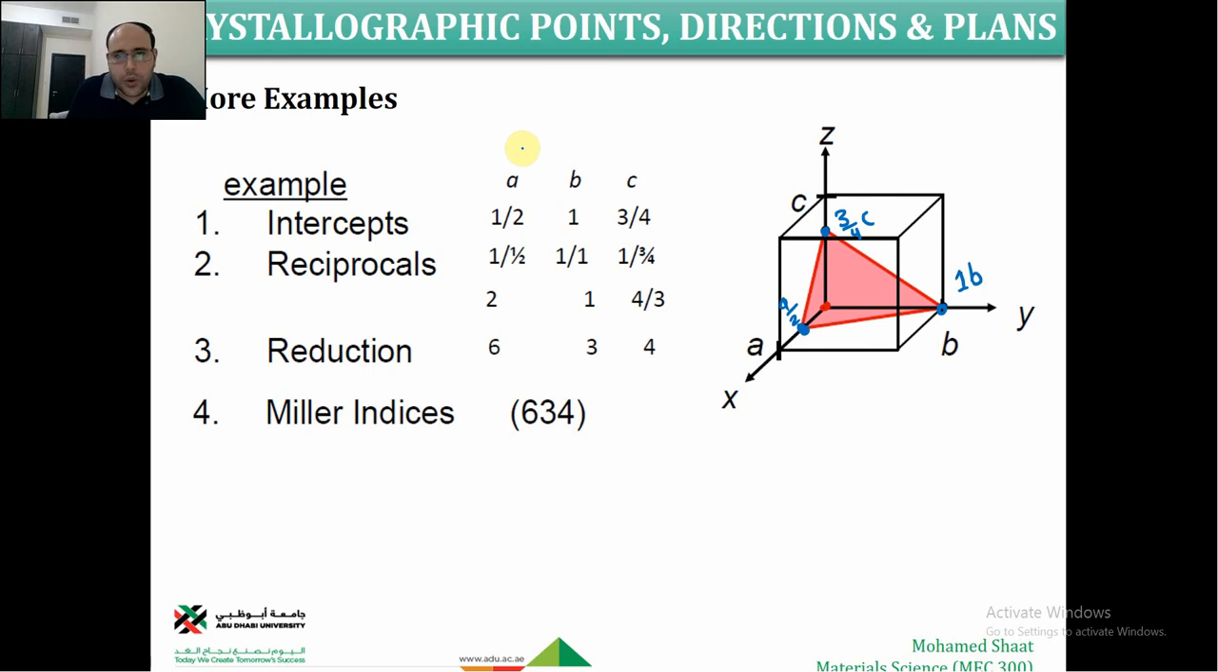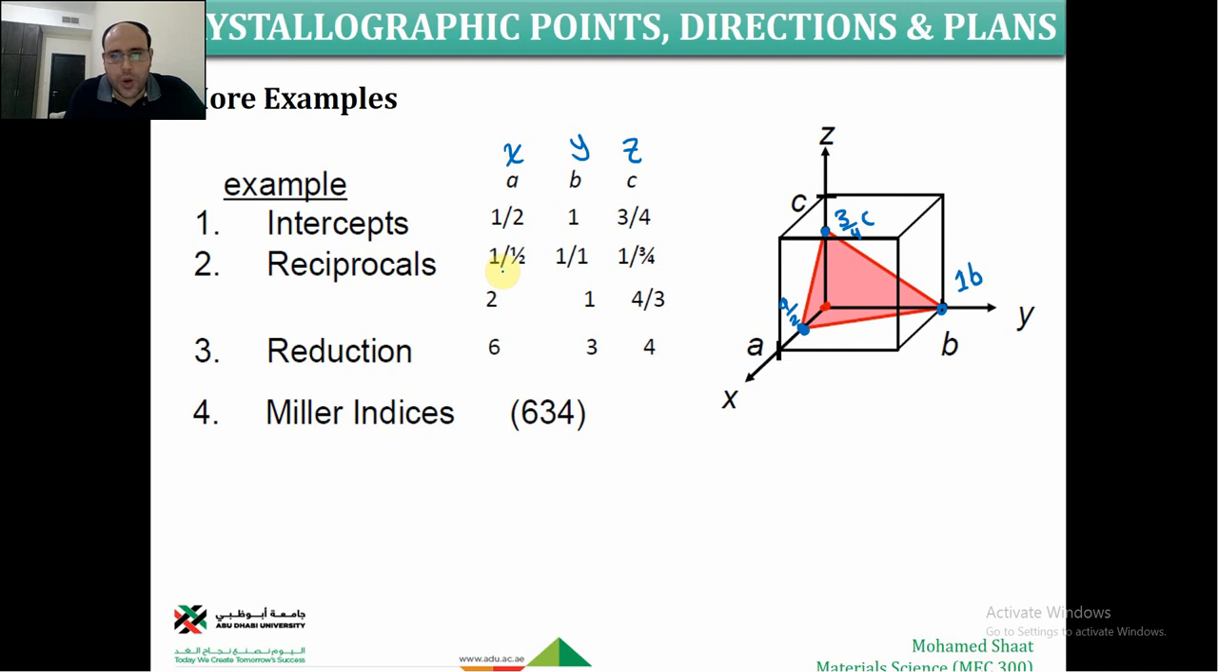So the intercept with the x-axis is half, with the y-axis is 1, with the c-axis is 3 over 4, and all are positive. Why? Because the plane intersects at the positive directions. Make sense? How about step 2? In step 2, you identify any axis that is parallel to the plane. This plane is not parallel to any axis, so we are going to skip step 2. Then we're going to apply the reciprocal.